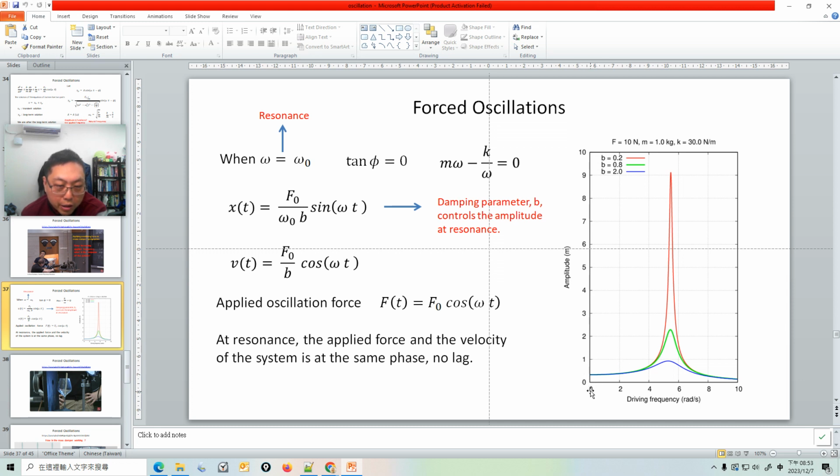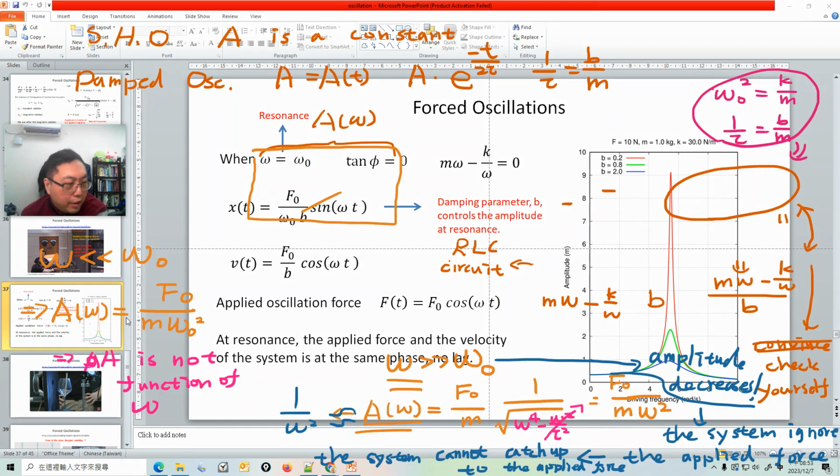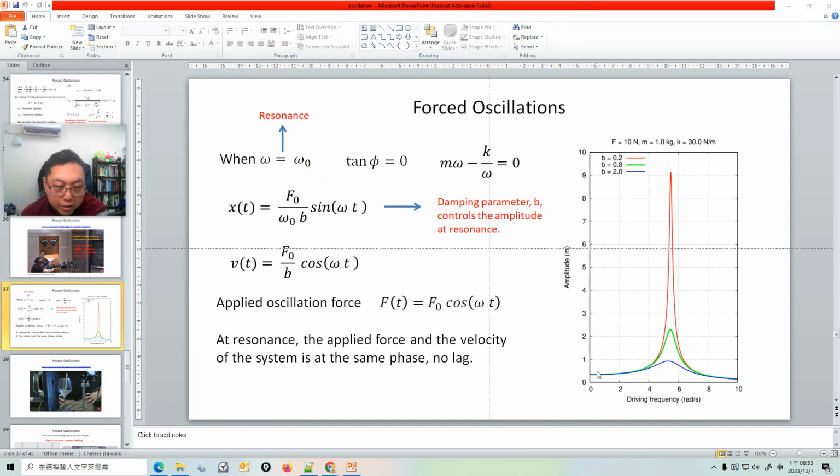So at the very beginning here, at a very low driven frequency or very low applied frequency, your amplitude does not increase with the driven frequency. In the last page we just said that if your applied frequency is way below the natural frequency, your amplitude is not a function of applied frequency. See here, it's almost a straight line. You increase the applied frequency, but the amplitude doesn't change.